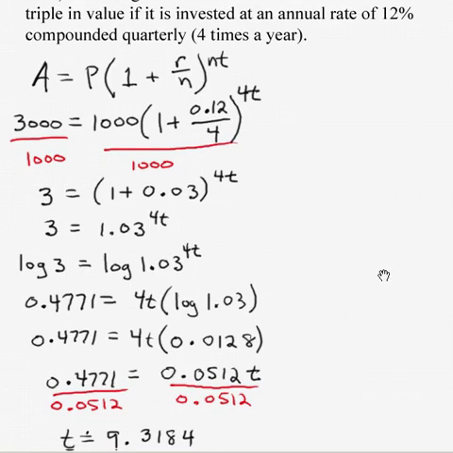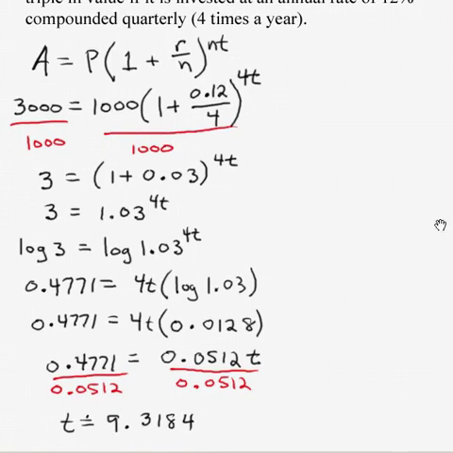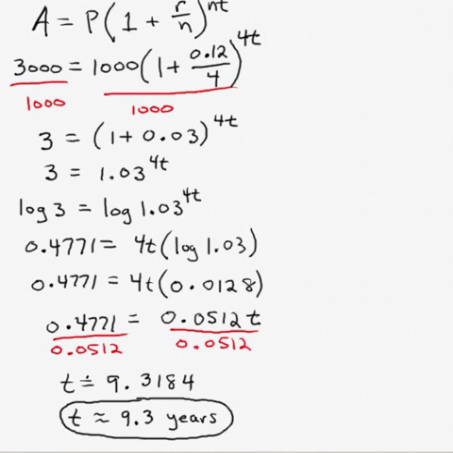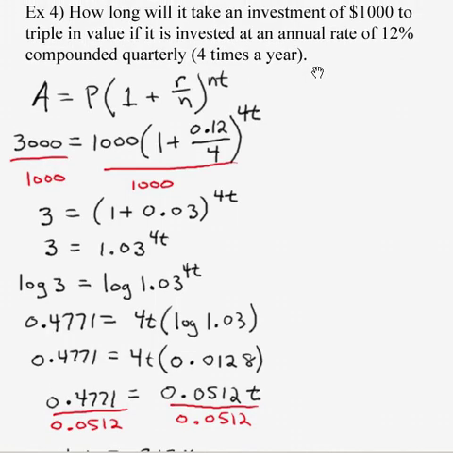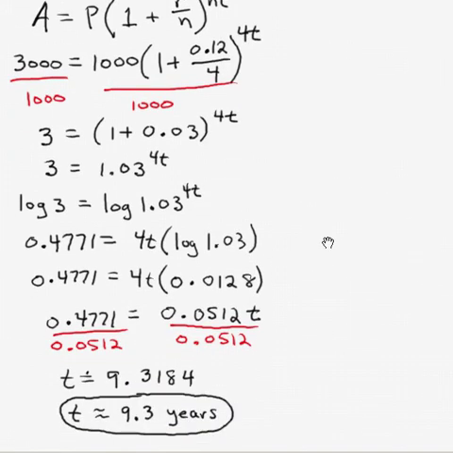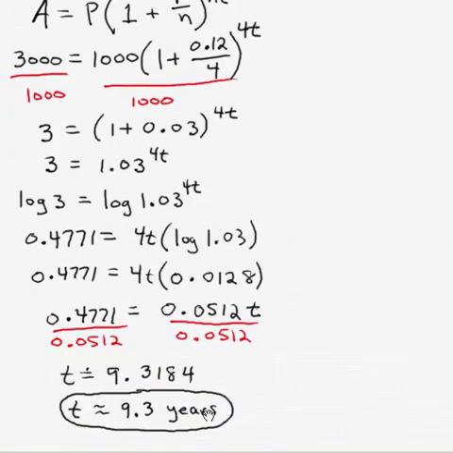And when we do so, our answer is 9.3184, or we can say approximately 9.3 years. So if you found an investment at 12%, compounded 4 times a year quarterly, your $1,000 would become $3,000 in approximately 9.3 years. That's our look at growth and decay formulas for today.